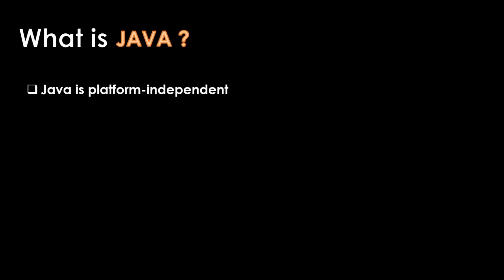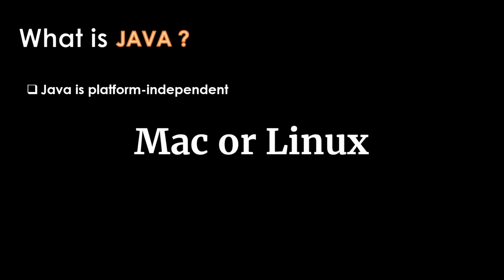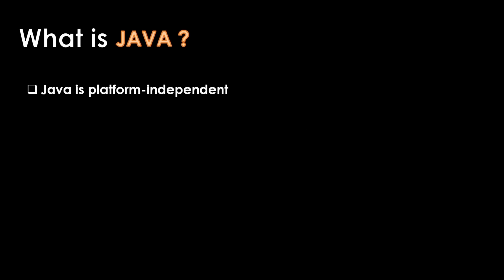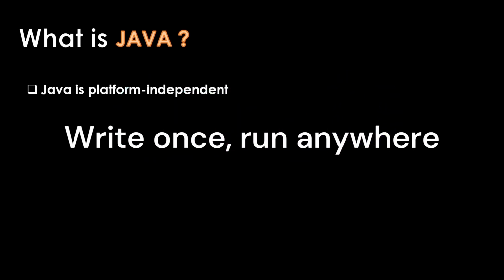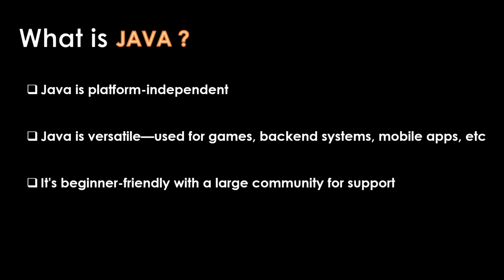Java is platform independent. That means you write the code on one platform, for example Windows, and run it on another platform, it can be Mac or Linux, without making any change. It works. Java is called write once, run anywhere. Second point is Java is versatile. It is used to build games, backend systems, and mobile apps. Java is beginner friendly, which has a large community for support. In short, if you learn Java, you unlock endless possibilities in the world of programming.